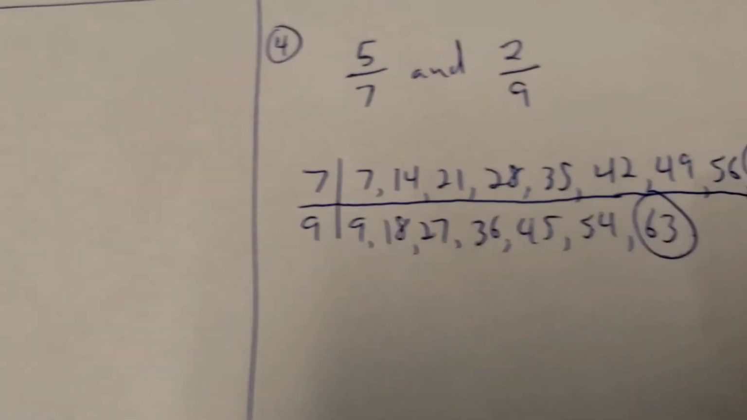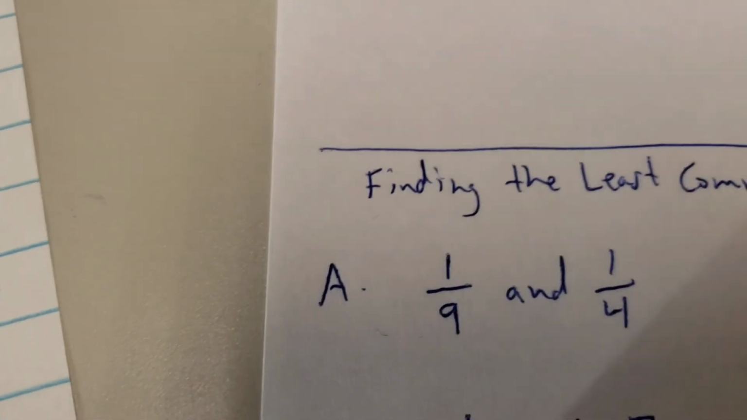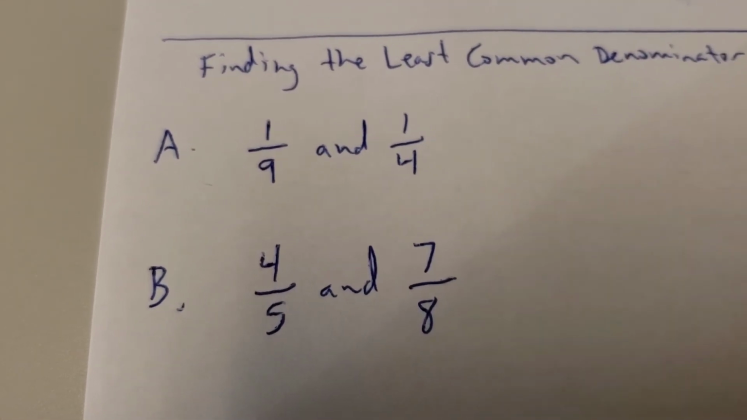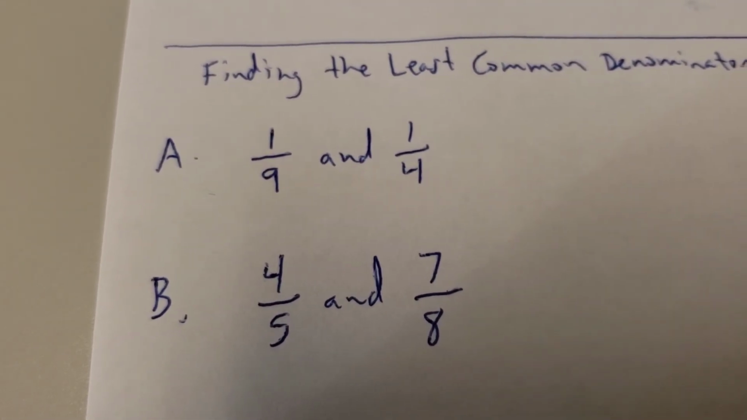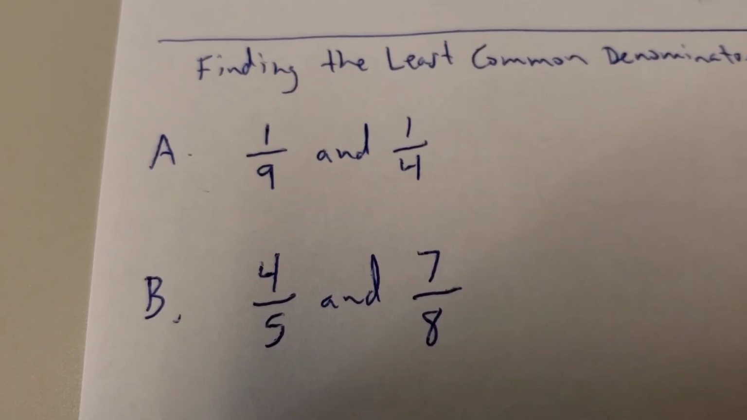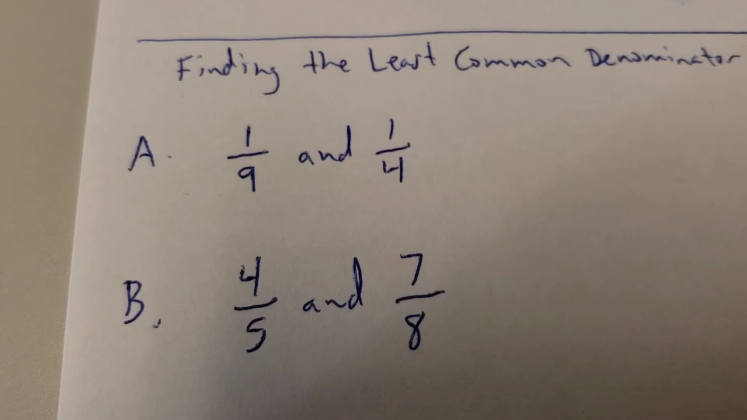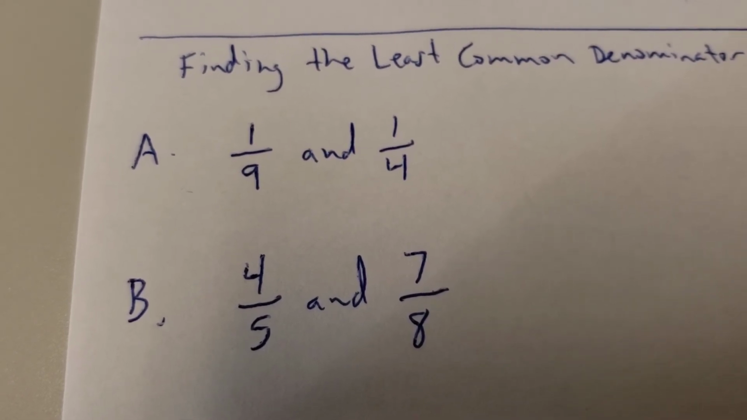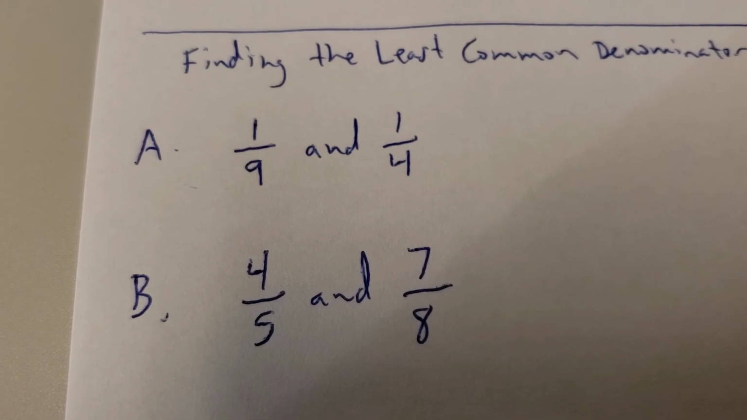All right, now here's just a couple for you to go ahead and try. I'm going to try to find the least common denominator between problem A and problem B. I have 1/9 and 1/4 in problem A. And for B, I have 4/5 and 7/8. So go ahead and pause your video for just a minute. Go ahead and try to solve your answers for those two, and then I'll show you the answers in just a minute.